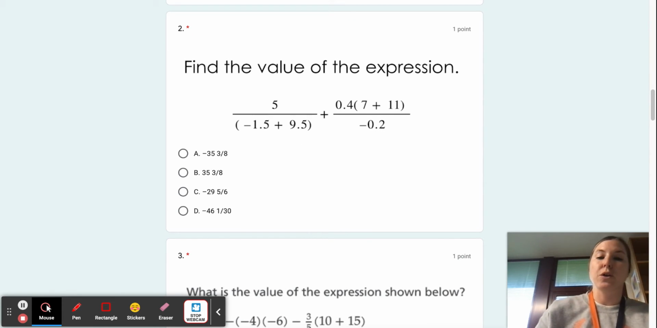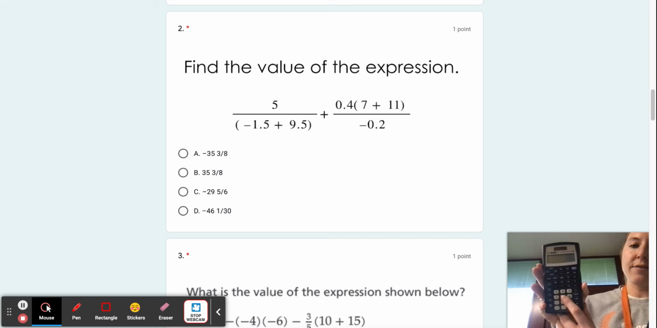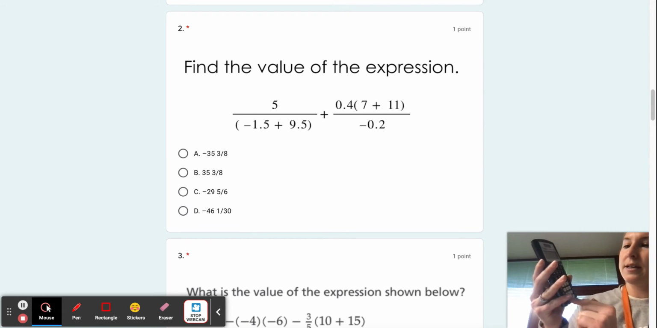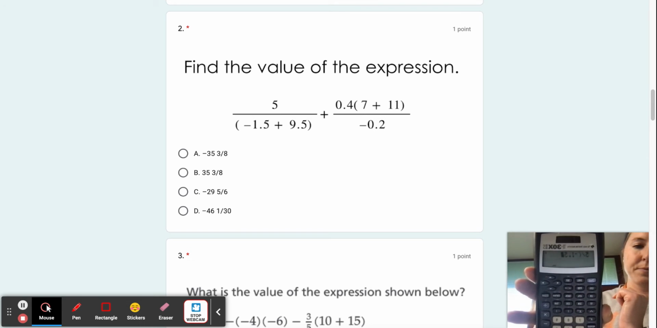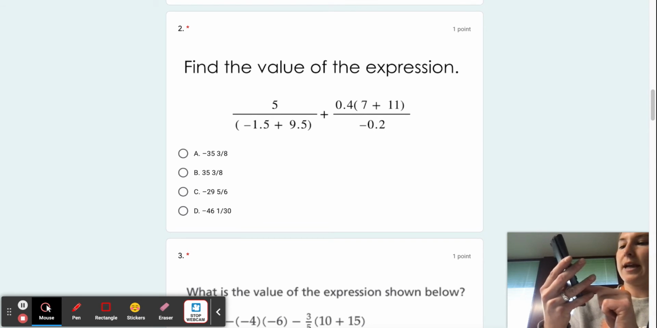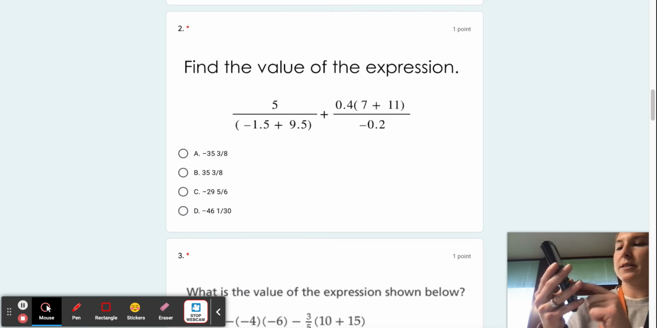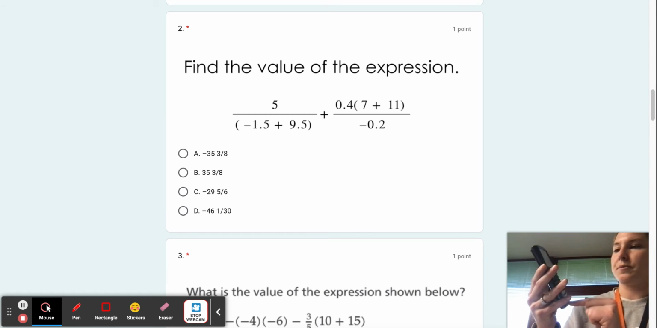Question number 2, you're going to have to put this whole thing in your calculator. It looks a little crazy, but it's really not that bad. You're going to go 5 divided by parentheses, negative 1.5 plus 9.5 parentheses plus 0.4 parentheses 7 plus 11 parentheses divided by negative 0.2.